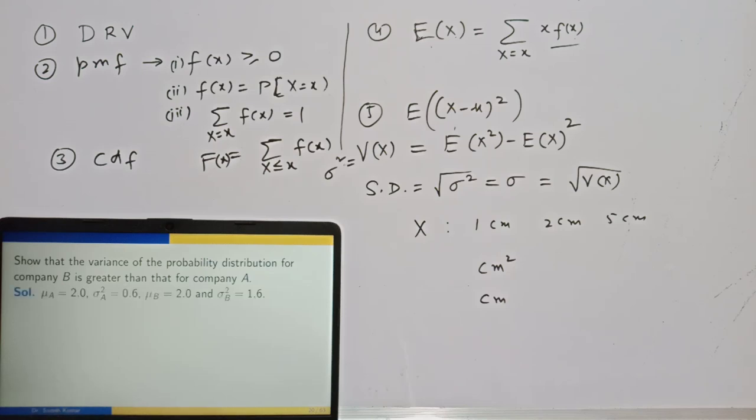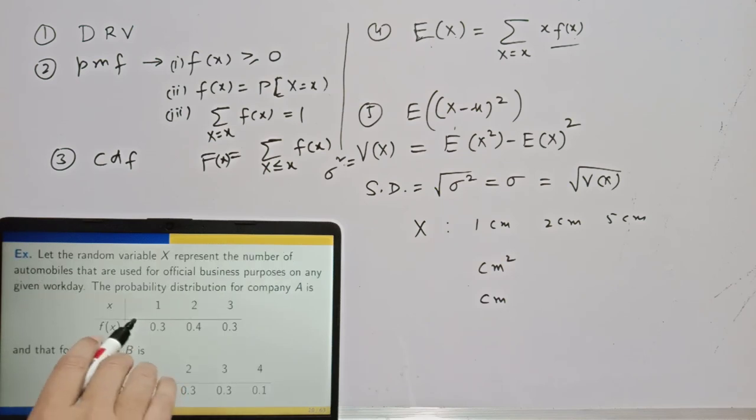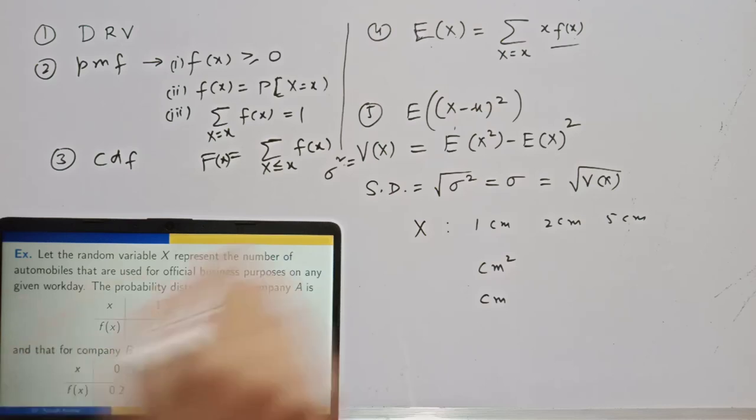So it's a matter of calculation. Calculate variance for company A and for company B. Here means are also given. Though you don't need the mean, it comes automatically when you calculate EX, so the mean is there. So you are seeing here sigma A square is 0.6, sigma B square is 1.6. So for company B the variance is greater. So what do you need for these calculations? For sigma i square, you calculate EX and EX square using this distribution and use this formula for variance.